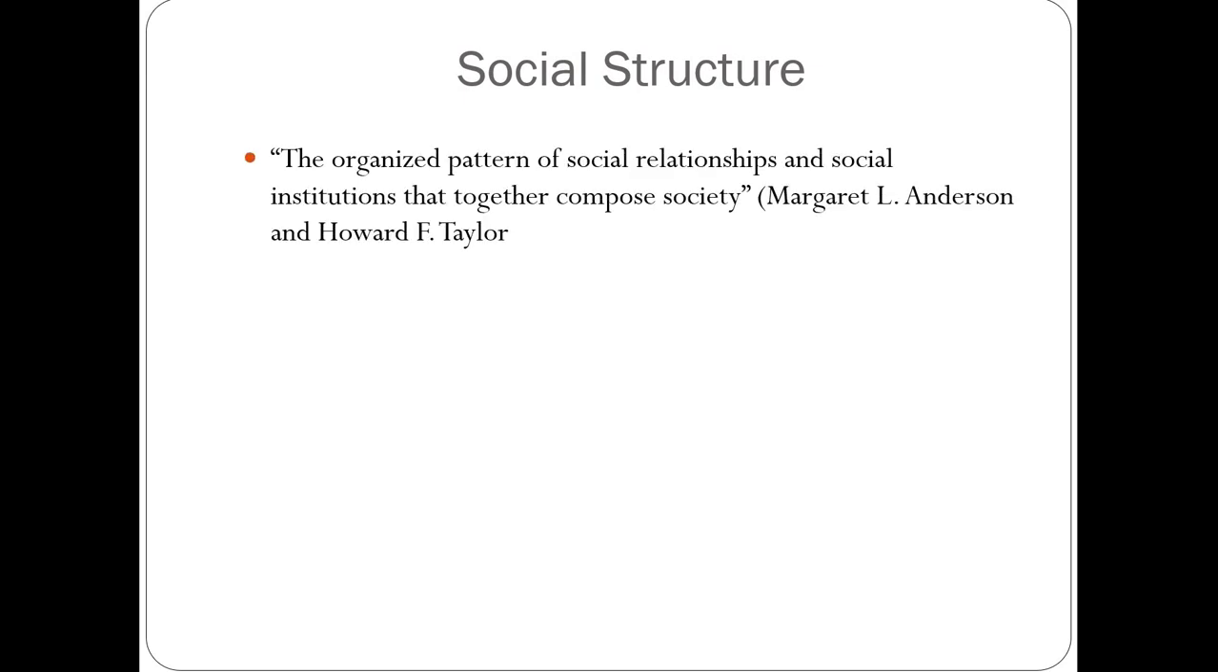Okay, welcome back. I want to talk a little bit here about social structure. Social structure is, according to Margaret Anderson and Howard F. Taylor, the organized pattern of social relationships and social institutions that together compose society. Okay? When we're talking about an organized pattern, we're talking about social organization. You cannot throw a bunch of people together in a geographical area and call it a society. It has to be organized, okay?